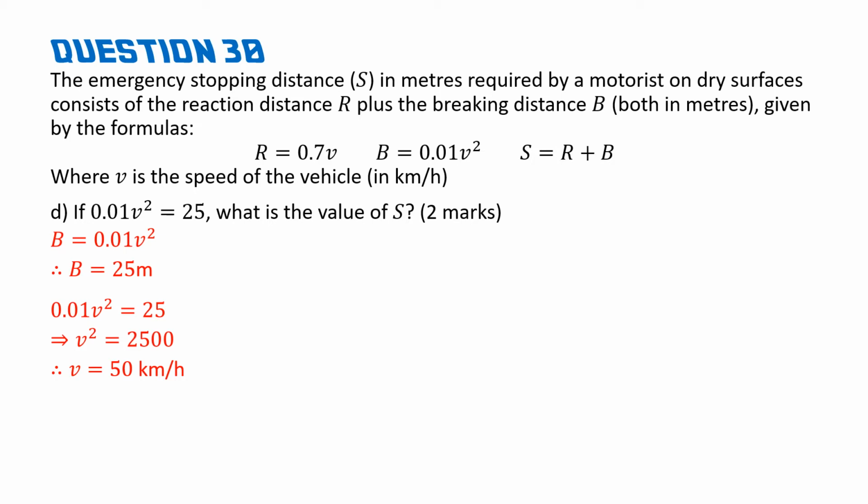Now, we already worked out what B is. Our ultimate question is, what is S? Well, S is equal to R plus B. If we've got B, we now need to find out what R is. R is 0.7 times the velocity, and we just worked out that our velocity is 50. So 0.7 times 50 gives us a reaction distance of 35 meters. Now we can find our S, because that's equal to R plus B. R we just worked out was 35, and it told us that B was 25. So when I add the two of those together, we get a stopping distance of 60 meters.